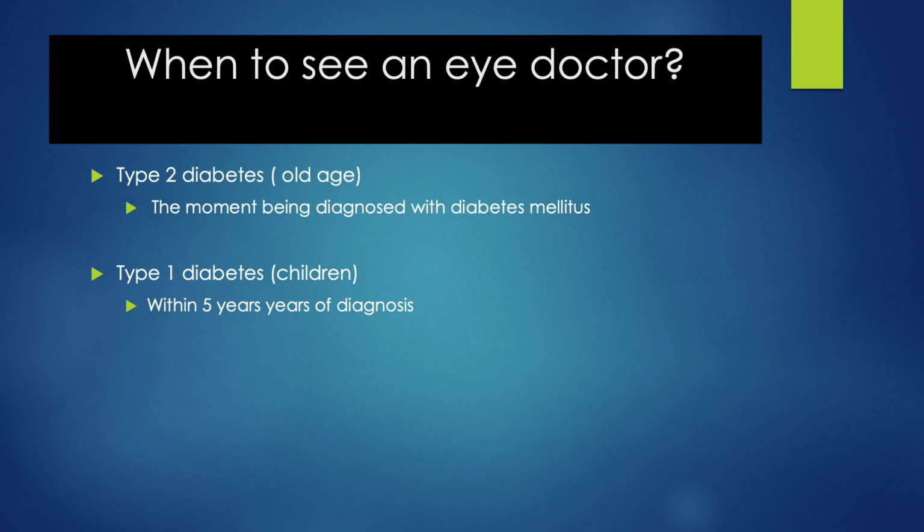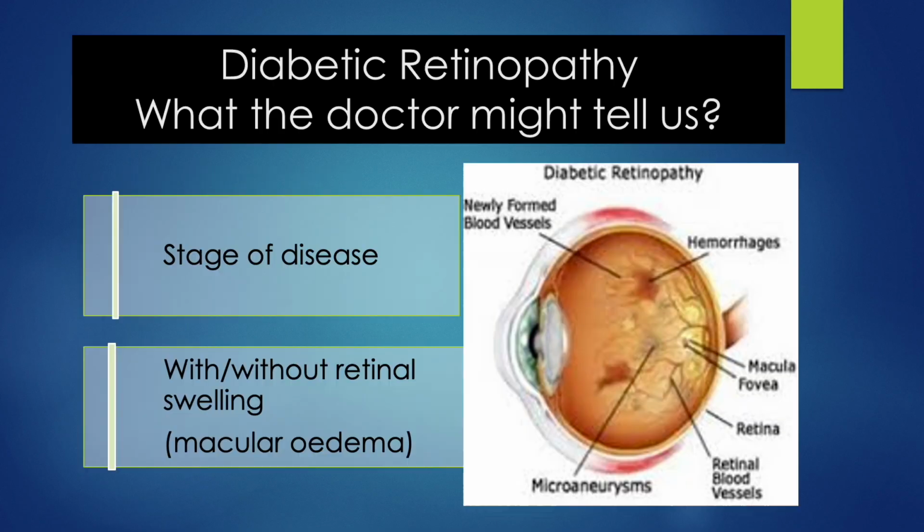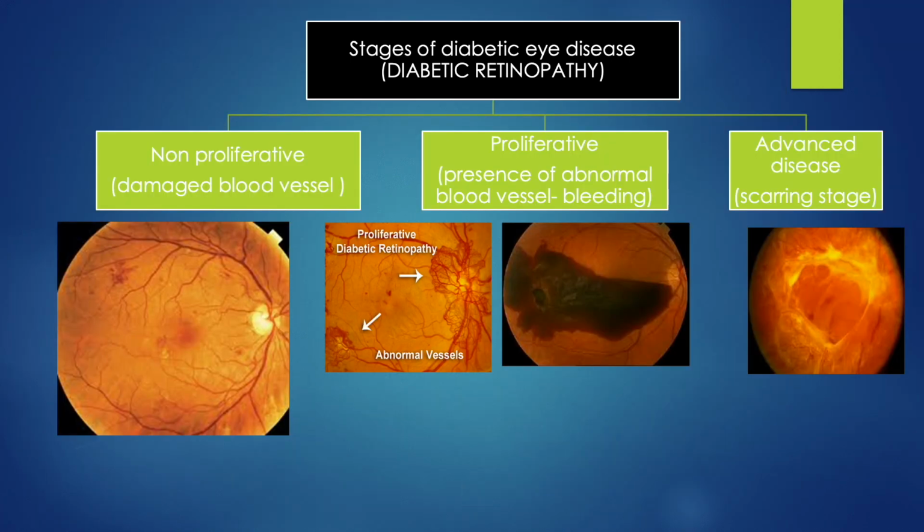Occasionally, patients do not realize they have poor vision in one eye and come very late after both eyes are involved. For type 2 diabetes, they need to see the eye doctor the moment they are diagnosed with diabetes. Whereas for type 1 diabetes, they need to see the eye doctor for screening within 5 years of diagnosis. What will the doctor tell diabetic patients? Doctors will usually discuss the stage of the disease. They will also discuss whether there is retinal swelling involving the macula. The macula is the center part of the retina which is used to see objects centrally.